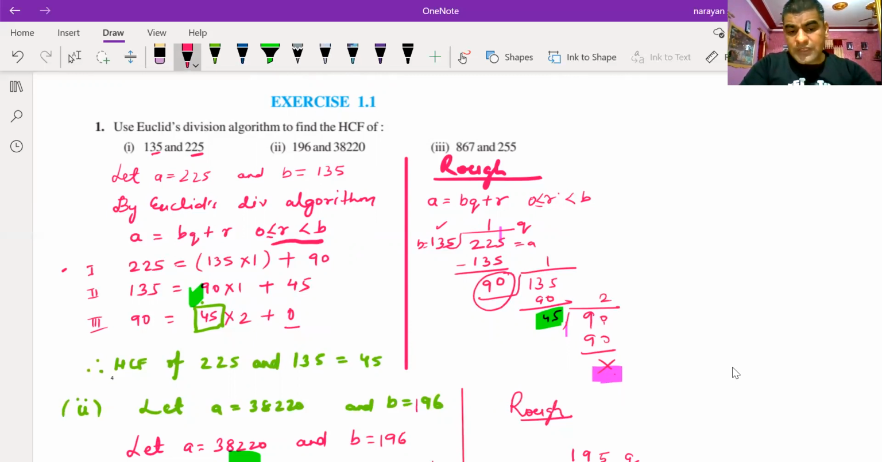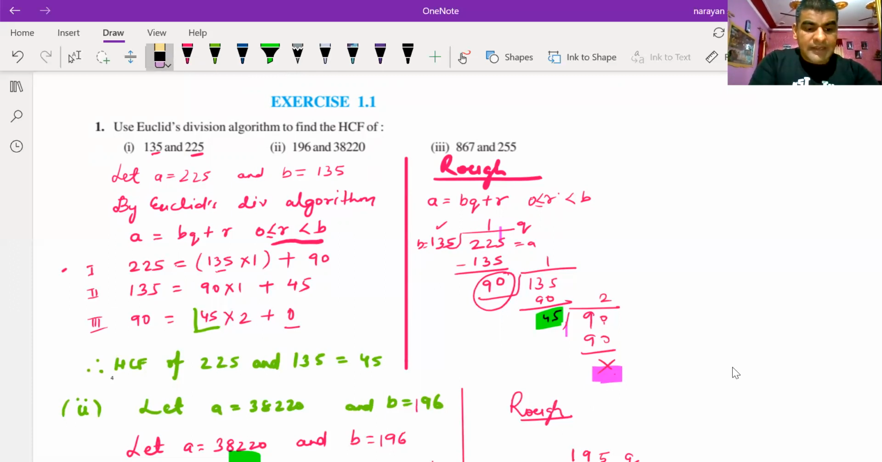So we are going to continue this process, and this is what is known as an algorithm. When we do something systematically, again and again, that's what is called an algorithm. Then in the second step, our divisor becomes the dividend. 135 was our divisor in the first step, 90 was the remainder, and the remainder becomes the divisor. I will explain it to you.